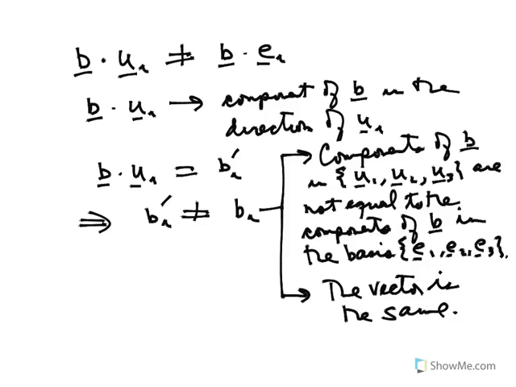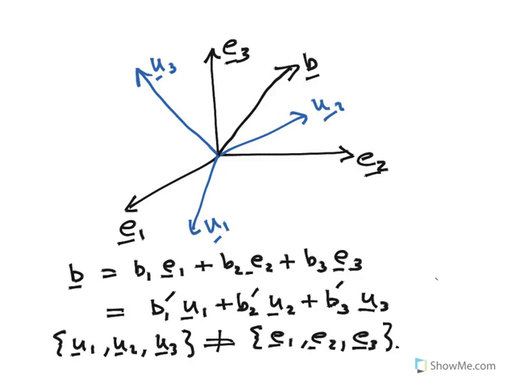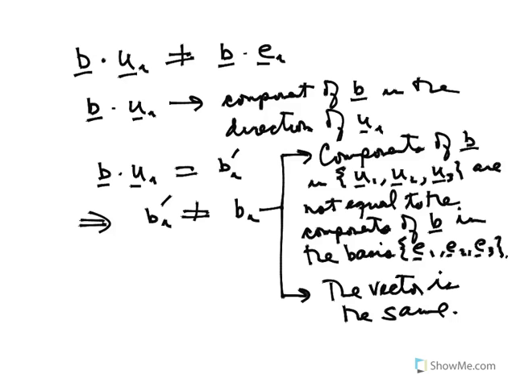Now, the components aren't the same, but the vector is the same. So let's go back to this picture here. Notice that in this picture, the fact that I've used two different bases doesn't change the vector. The vector is the same vector. B is the same vector regardless of the basis in which I express it. So what that tells me is B is coordinate free. It does not have anything to do with coordinate systems whatsoever.